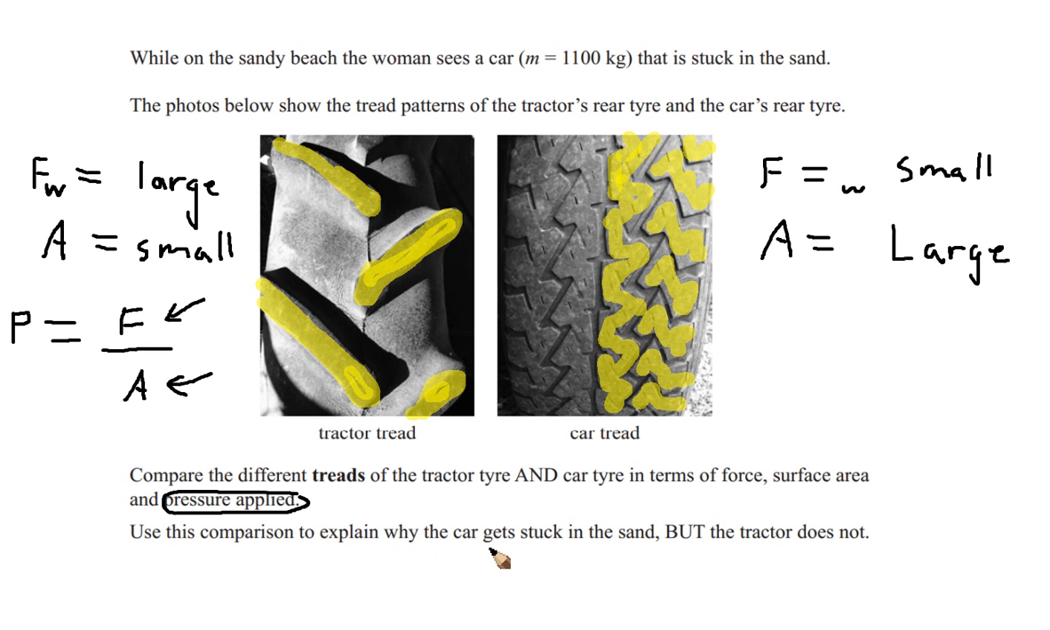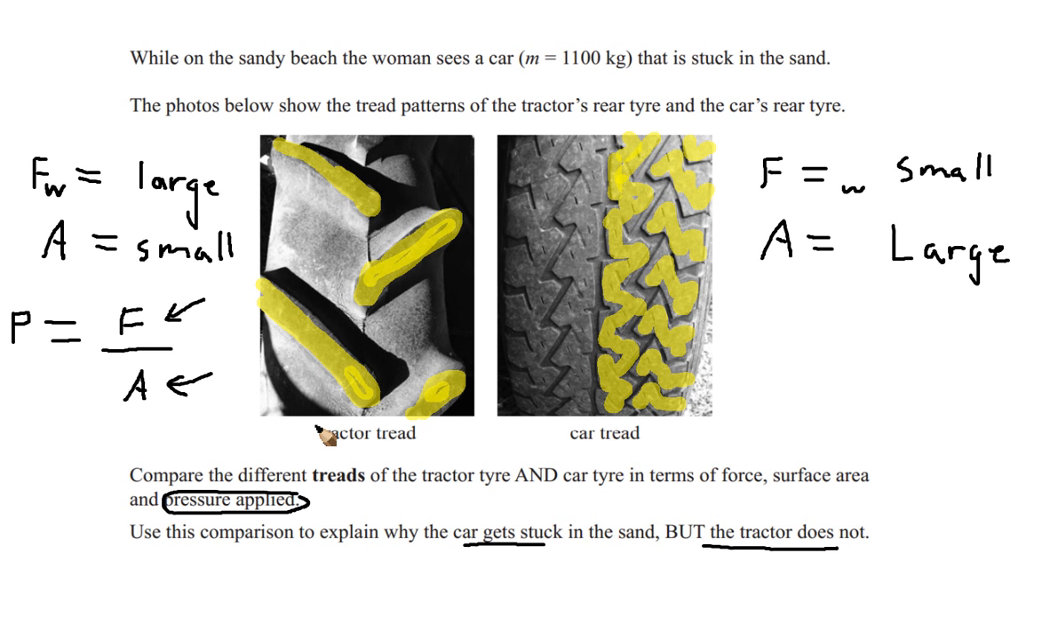So how can we use this to explain why the car tyre gets stuck but the tractor tyre doesn't? Well, basically, if you've got more pressure applied, the tread of the tyre is going to sink into the sand further, and that's going to give it more grip. So think about it like shoes. If you're wearing high heels, or maybe rugby boots with cleats with studs in them, because the pressure is applied over a smaller area, they're going to sink into the ground, and they're going to give you more grip in the ground. The tread here has so much area, it's not really going to sink into the sand much, and so it's not going to have the same grip.